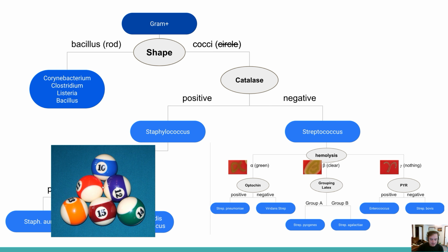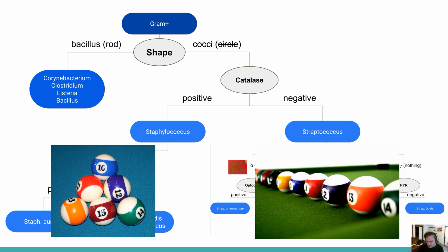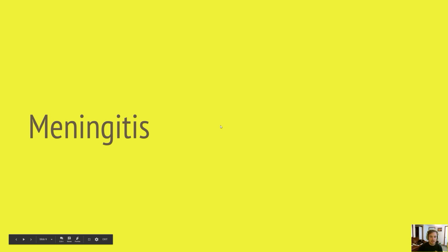So Staphylococcus tend to be in clusters. Streptococcus are kind of these linear chains. Strep pneumo is a good one to know: it's a diplococcus and it's capsulated. The other thing that I think is very important to know before you even start learning bacteria is the common causes of meningitis.